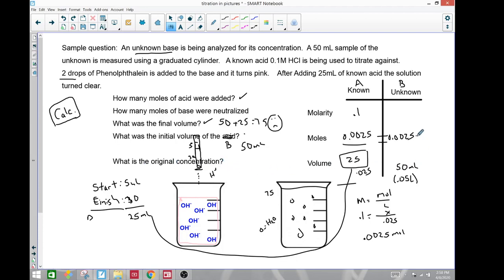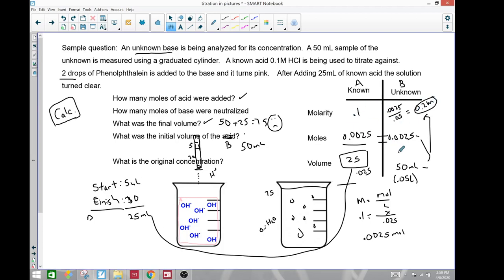Okay, so I'm going to take the original moles, divide by the original volume, and that gives me the original concentration. Again, this is all kind of destroyed now, but that doesn't matter. Again, that sample is from a bigger something else. All right, so let's do this here: 0.0025 divided by 0.05, and I get 0.025 moles per liter. And that is my answer.